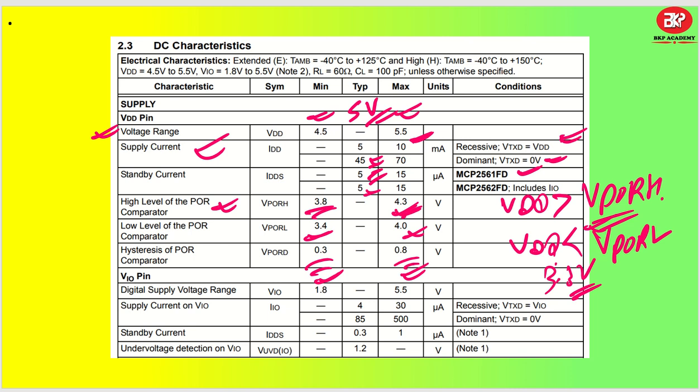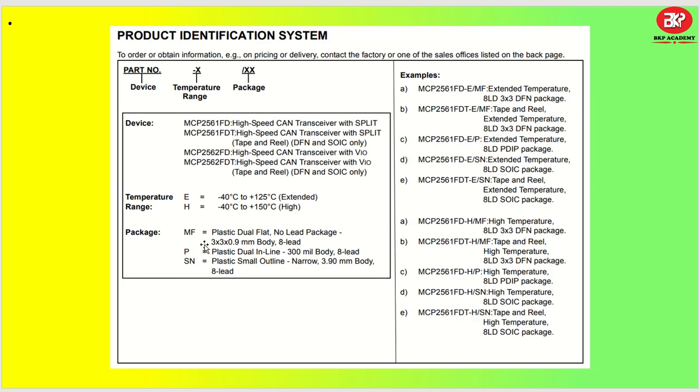Good. So we have already seen almost all the information about it. Let us try to understand how you can identify your product based on the requirement of your part numbers. As I told you, it is available in the extended temperature range, which is -40 to 125 degrees centigrade, and the high temperature range, which is H, which is -40 to 150 degrees centigrade. So if you want extended, you have to go ahead with E. If you want high temperature range, you have to go ahead with H.